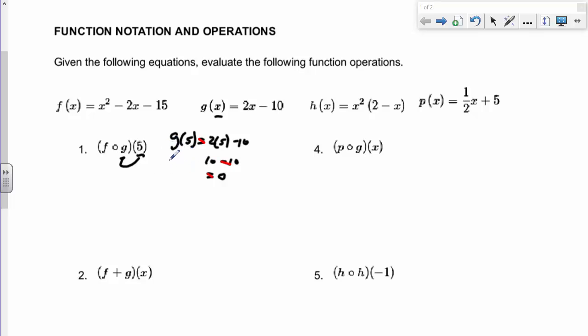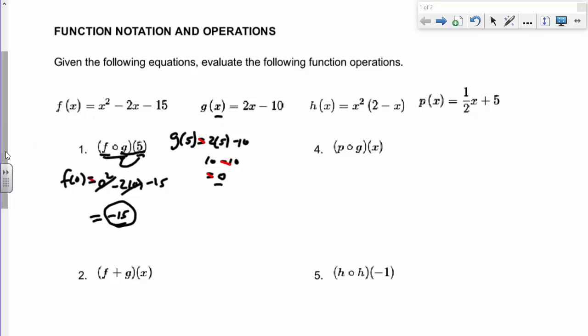Now this is the output for g of 5, and now we're going to plug 0 into f for x. So what we have here is f of 0 instead of f of x. So f of 0, we're going to make this a 0: 0 squared, minus 2 times 0, minus 15. Remember this goes to 0, this goes to 0, so this answer is simply going to be negative 15. That's all you do. You plug this into g, get an answer, and then take that answer and plug it into f and get a new answer. That's all there is to it. That's what this composite function means.